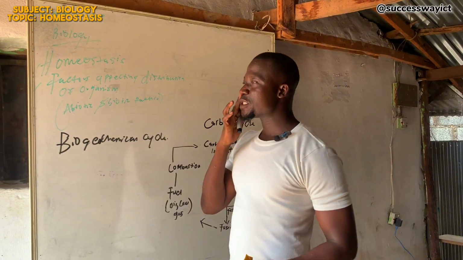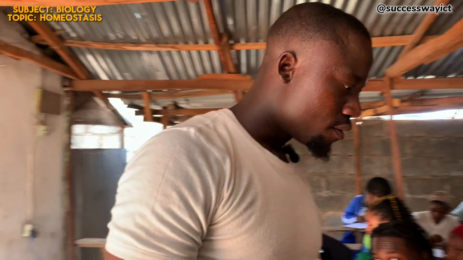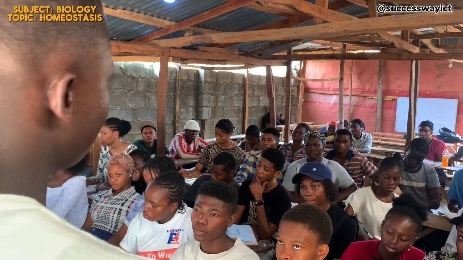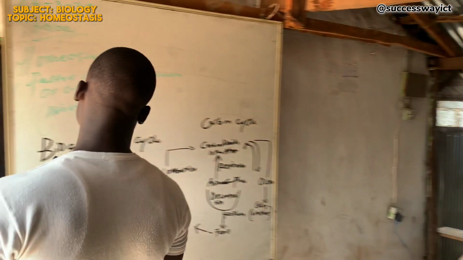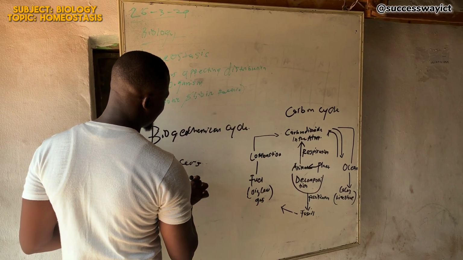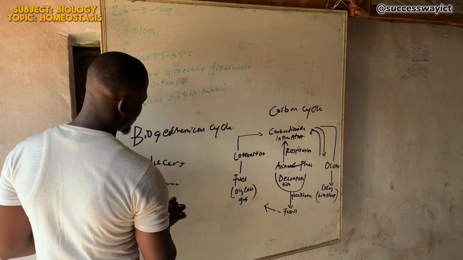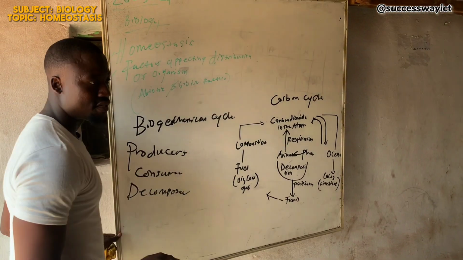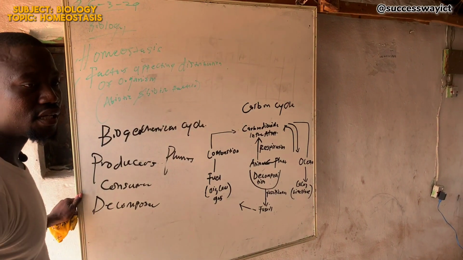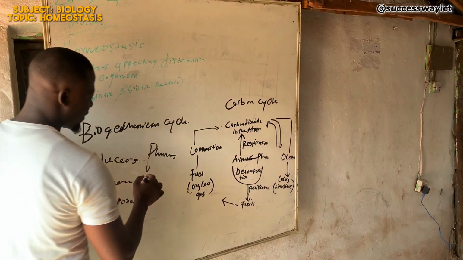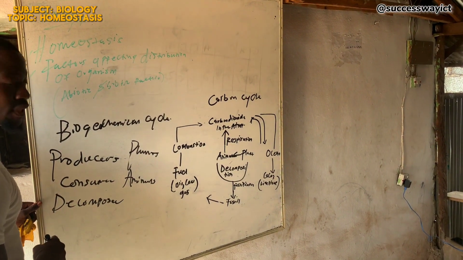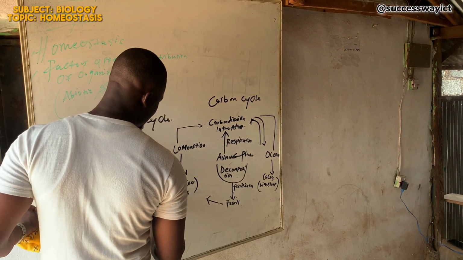So, biotic and abiotic factors. What are biotic factors? Living components. Biotic factors are known to be the producers, the consumers, and the decomposers. So, who are the producers? Plants. Who are the consumers? Animals, right? The decomposers, who are the decomposers? Microorganisms. Exactly.